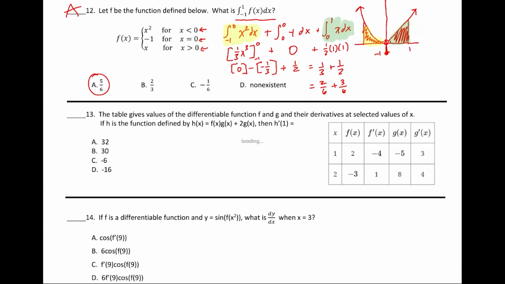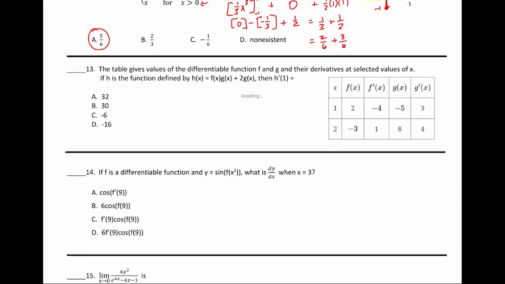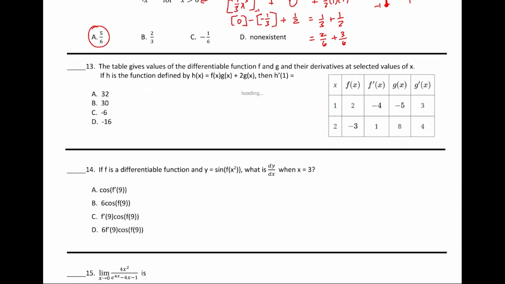Number 13, the table gives us values of the differentiable functions f and g and their derivatives at selected values of x. If h is the function defined right here, then what's h prime of 1? So basically we need to find the derivative of function h. And it looks like we're going to have to do a little bit of product rule.